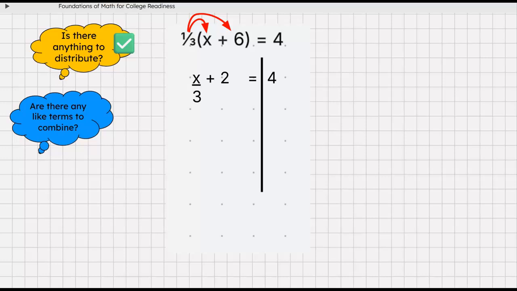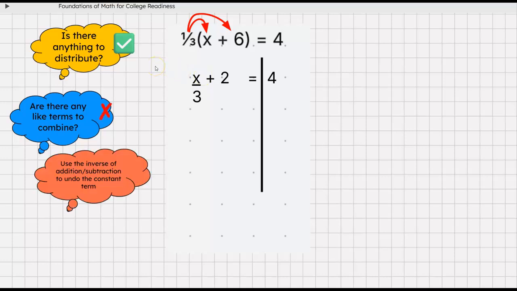Now we ask ourselves, are there any like terms to combine? No. If we look on the same side as the variable, there are not any like terms to combine. So we get to skip that step and go straight to solving the equation. We will look at the constant of positive 2 and use the inverse of, in this case, addition to move the constant to the other side. So we are going to minus 2 from both sides. When we minus 2 from both sides, we are left with x over 3 equals 2.